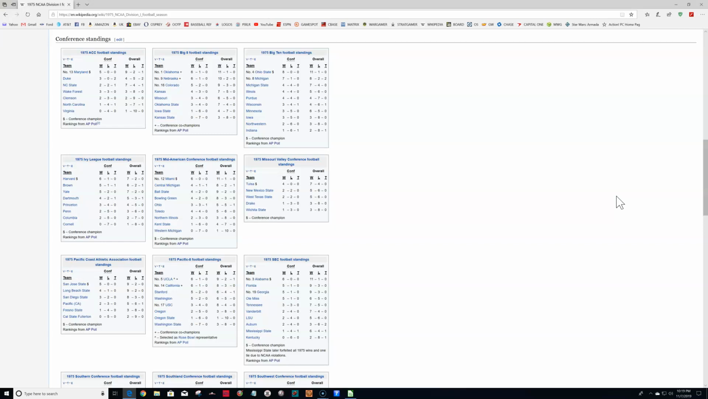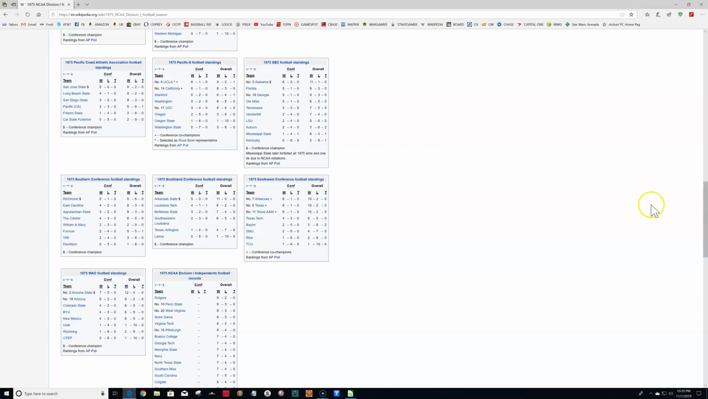The Mid-American Conference was won by Miami, Ohio. They were actually ranked on that top 25. They were ranked number 12. The Missouri Valley Conference was won by Tulsa, but they're not in the game. San Jose State won the Pacific Coast Athletic Association, not in the game. UCLA and California were conference co-champions, but UCLA actually had the better record. They're in the game. Alabama did win the SEC. They're in the game. The Southern Conference was won by Richmond. They're not. The Southland Conference was won by Arkansas State. They're not. Arkansas, Texas A&M, and Texas all won the Southwest Conference.